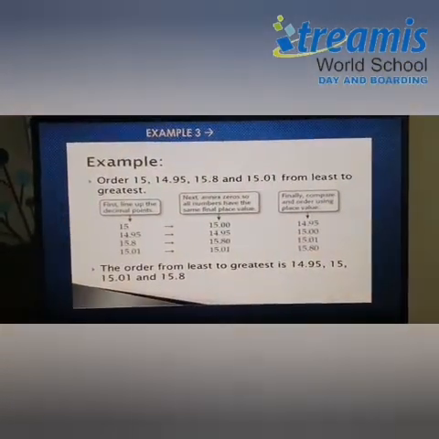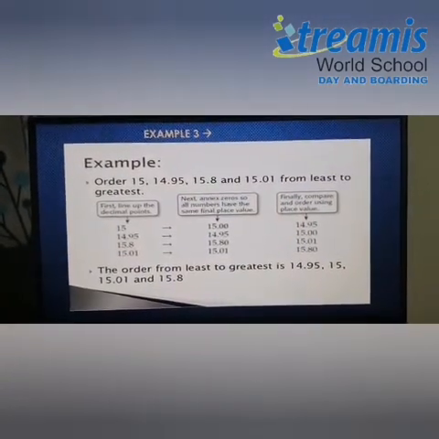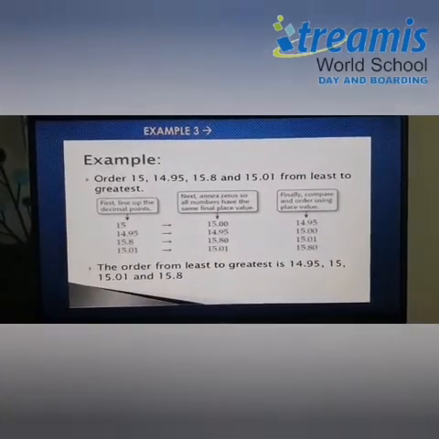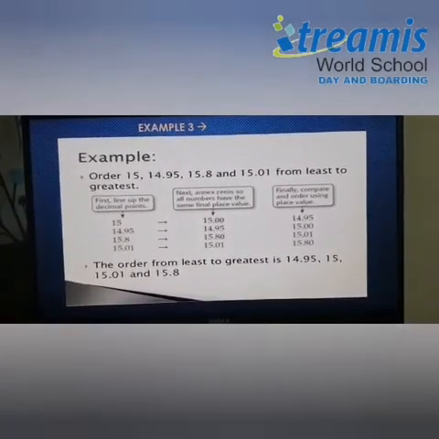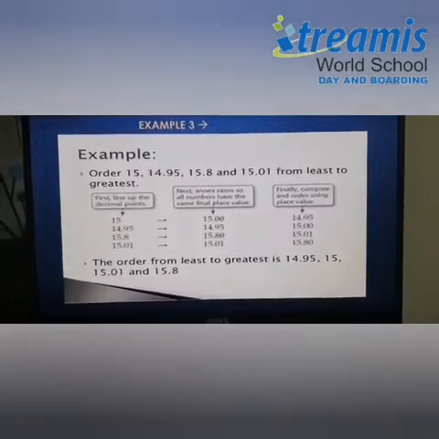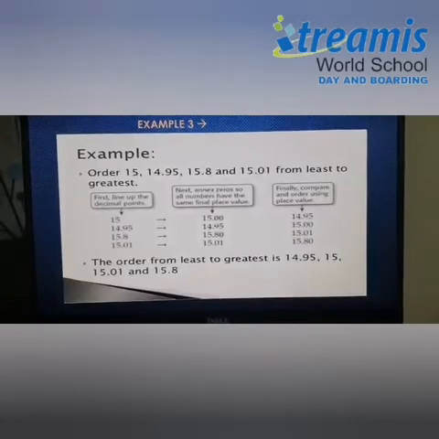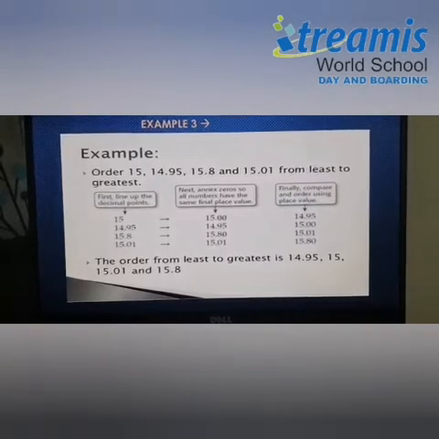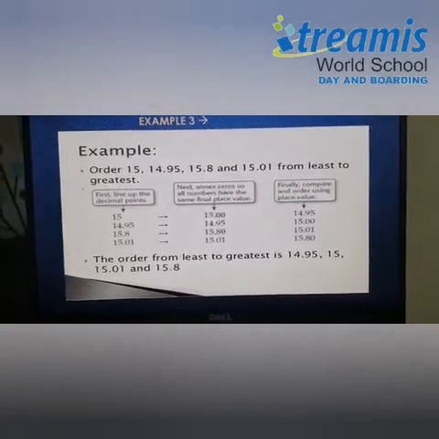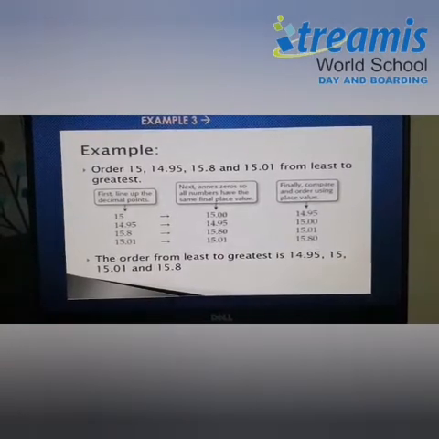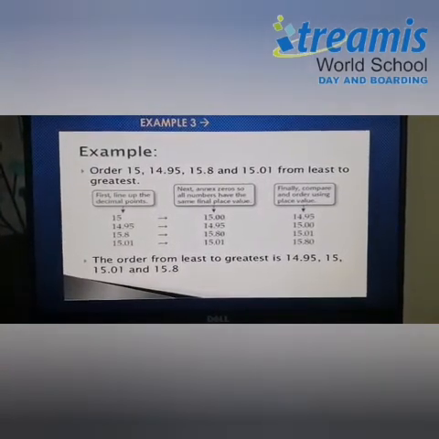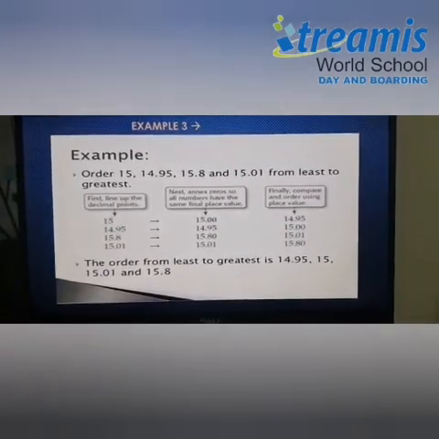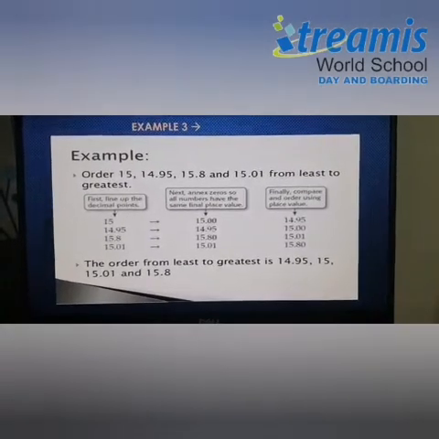Here in example 3, we have to order the following decimal numbers from least to greatest. So as per the 3 steps, we need to first line up the decimal points, then add 0 so all numbers have the same final place value, and at the end compare and order using place value. So children, the order from least to greatest is 14.95, then 15, then 15.01, and at the end 15.8. So here the least number is 14.95 and the greatest number is 15.8.